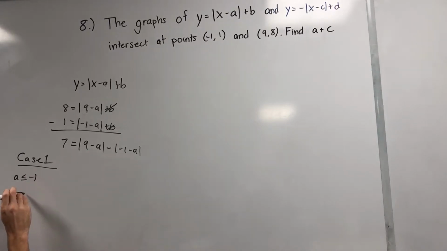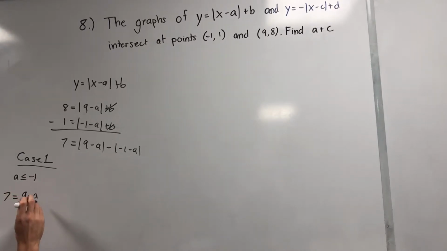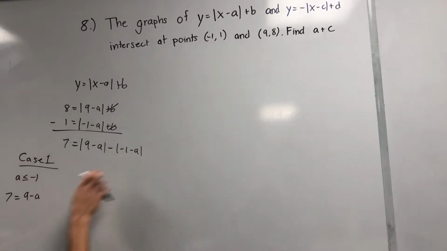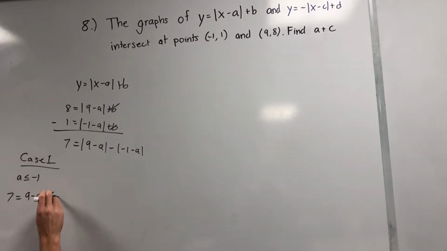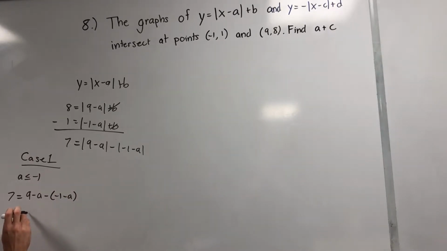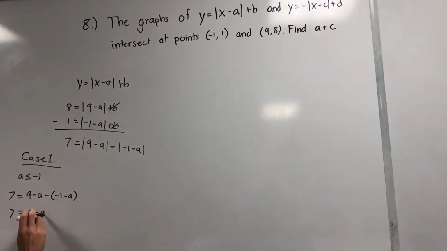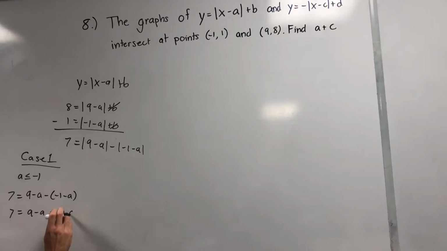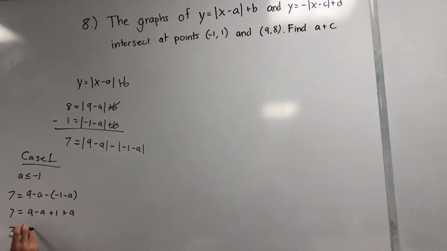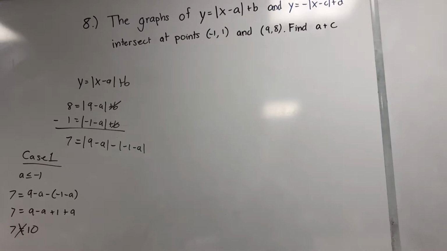be positive, so you have 9 minus a, and this is also going to be positive, so you have minus -1 minus a. So 7 equals 9 minus a plus 1 plus a, so 7 equals 10. And that does not work, so we have to move on to our next case.